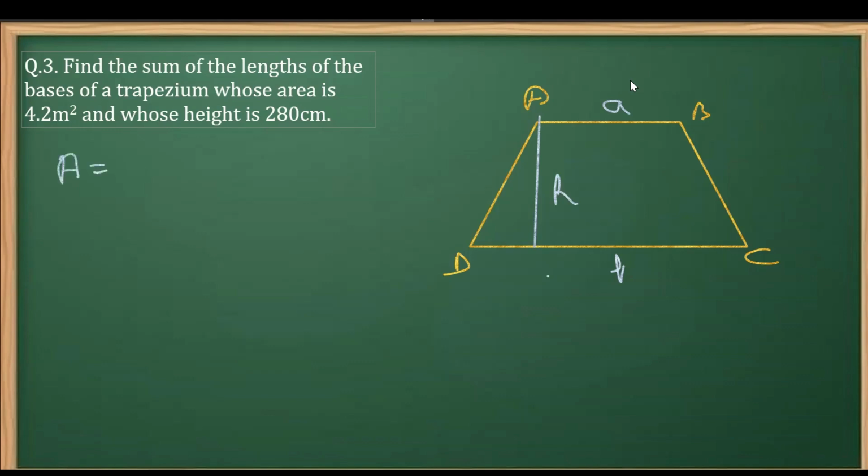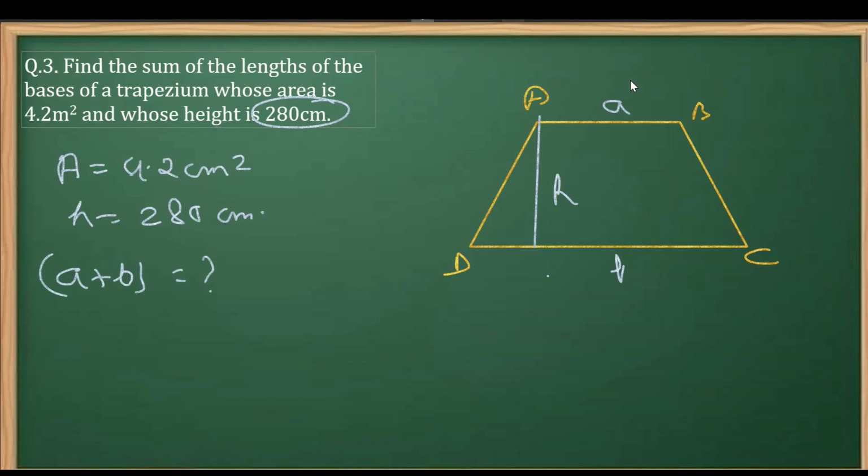So what we know, number one, is the area. I can write the area as 4.2 centimeter square, that is mentioned, and the height is also mentioned. So we have h as how much? 280 centimeter. What we have to get is the sum, right? We don't have to get their individual bases. We have to get a plus b all together, their sum.